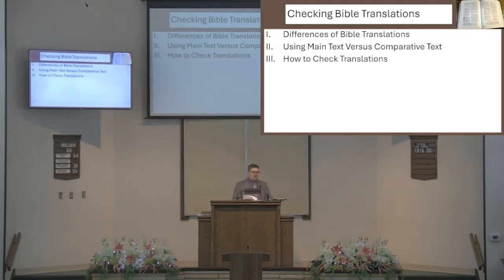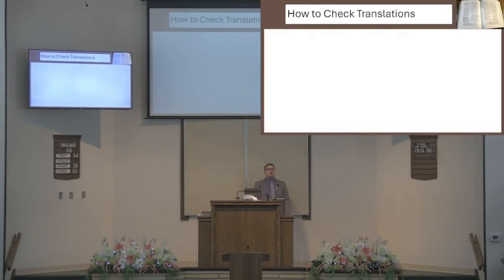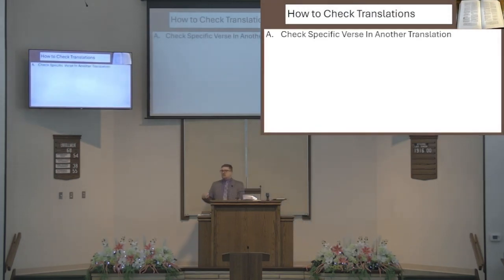Let's talk for just a moment about how to check translations. How is it that we do this? I think there are three main ways in which we check translations. One, we check a specific verse in another translation. This is probably the way we will do it most often. This is what I would do most often when I think there may be a difference or a passage is difficult.